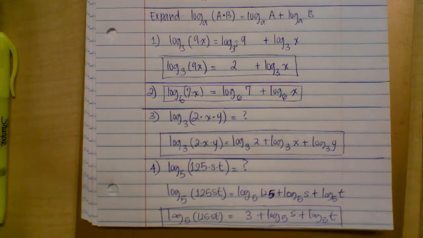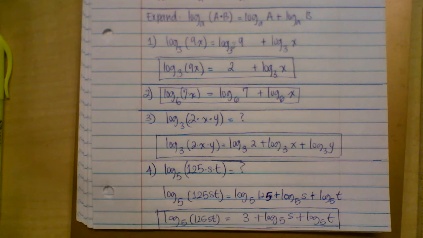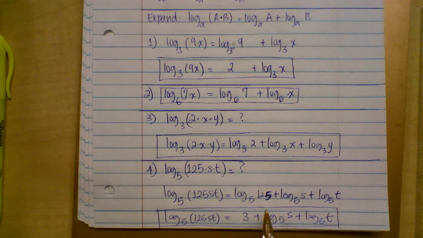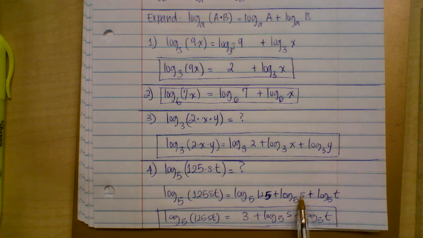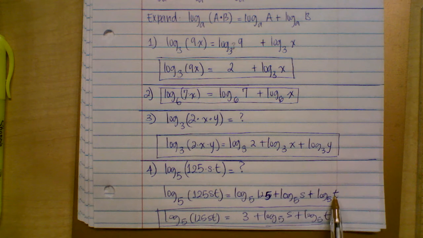And here's the final answer. Okay, give me a second. So here you end up with, we split into 3 logs because you have 3 factors: log base 5 of 125 plus log base 5 of s plus log base 5 of t.